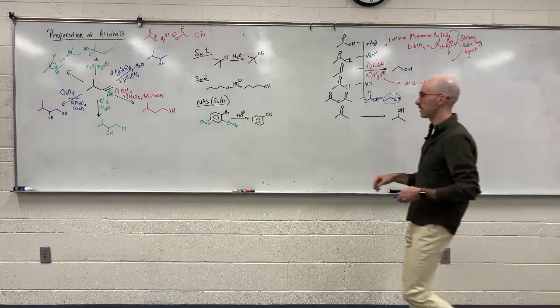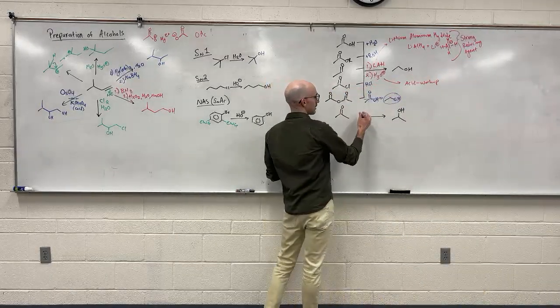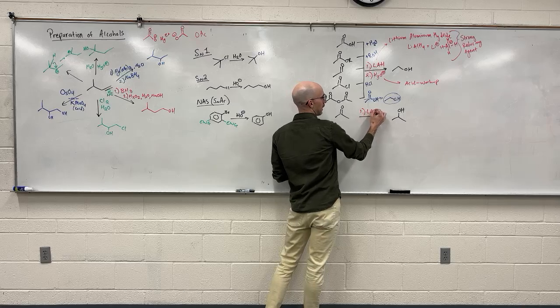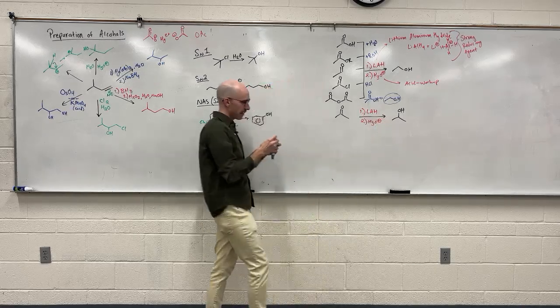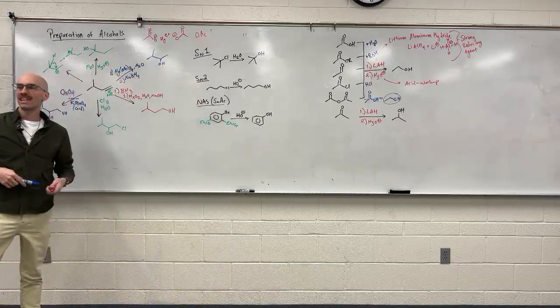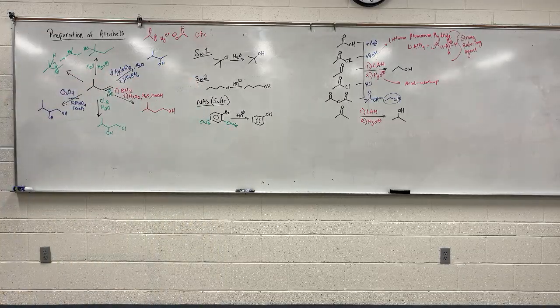The ketone down here is reacting in the same way. First LAH, second H3O plus. Why is it the ketone forms a secondary alcohol instead of a primary alcohol? It's already connected to two groups. It keeps those two groups.